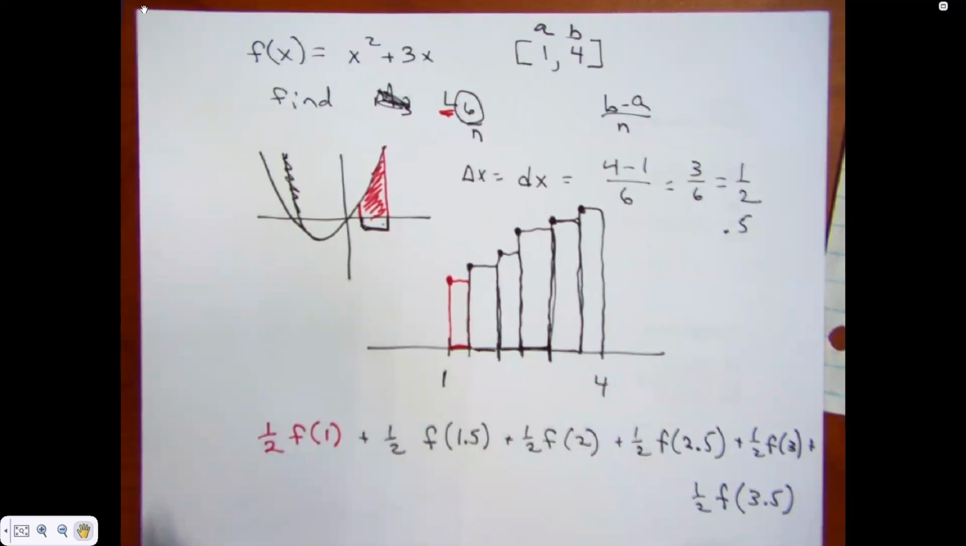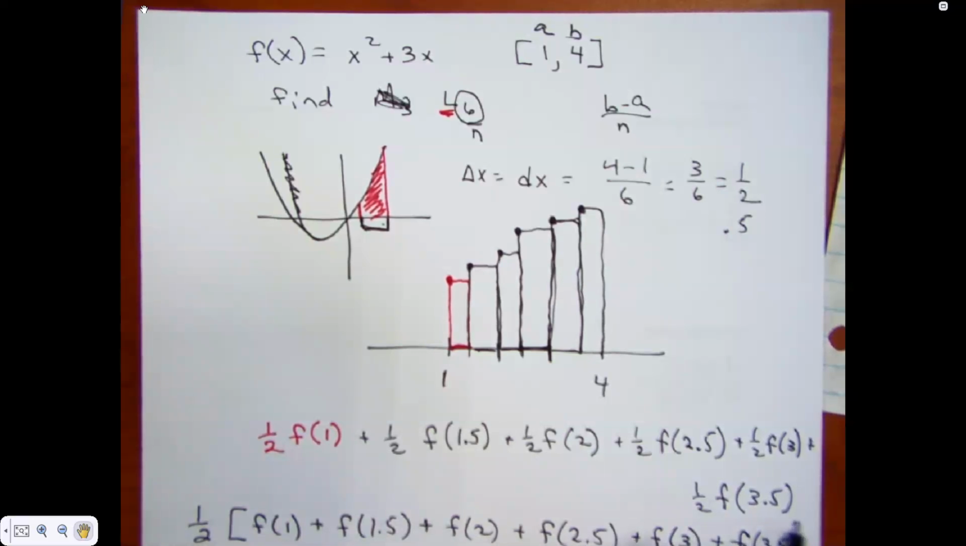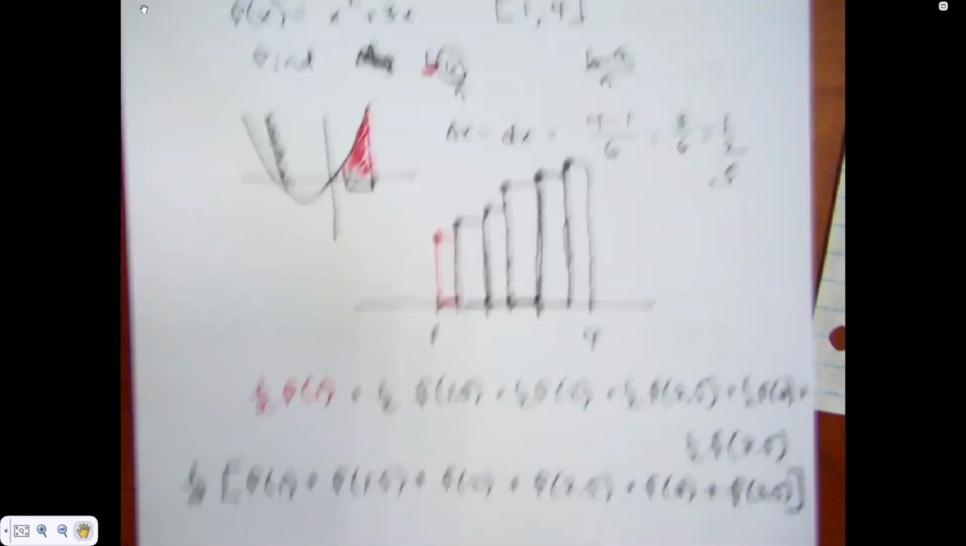Okay, and then the only other thing, I'm going to pull out the 1/2, and then I'm going to do f of 1 plus f of 1.5 plus f of 2 plus f of 2.5 plus f of 3. Finally, I catch a break, right? I fit it all on. Okay, so now just a couple, but then it doesn't fit on the screen.